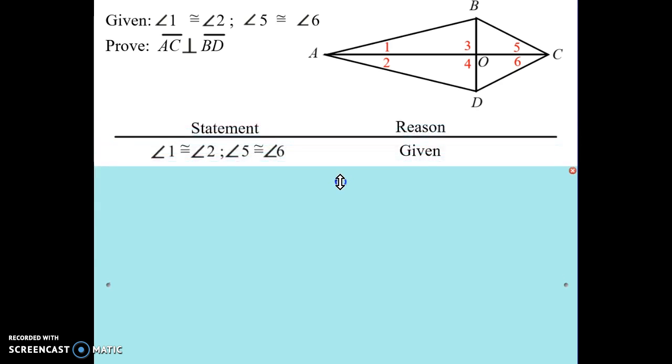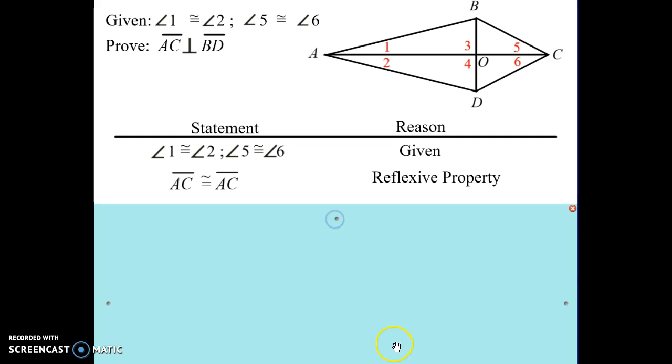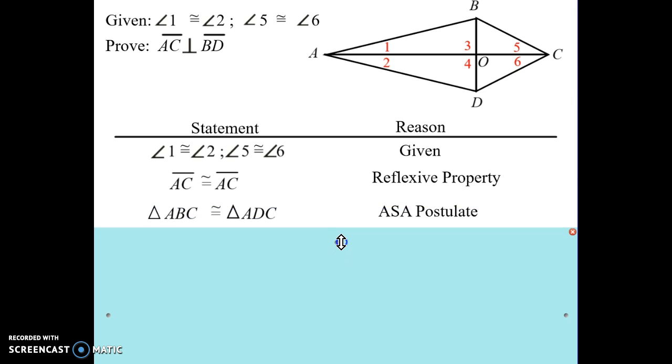We start off with the given, as always. Angle 1 and angle 2 are congruent. Angle 5 is congruent to angle 6. We also know that AC is congruent to AC by the reflexive property. This now gives us two angles and a side. So we can say that triangle ABC is congruent to triangle ADC by the ASA postulate.